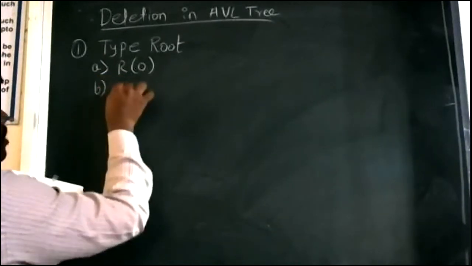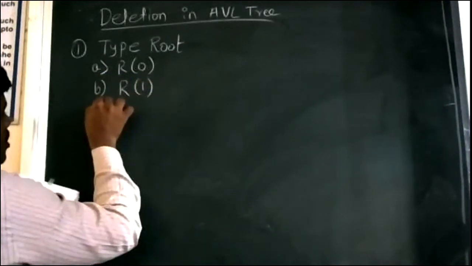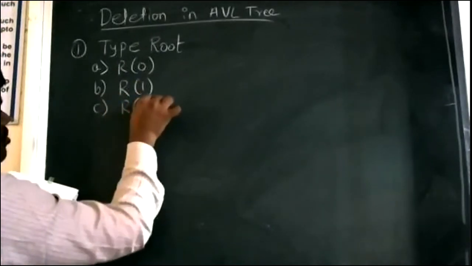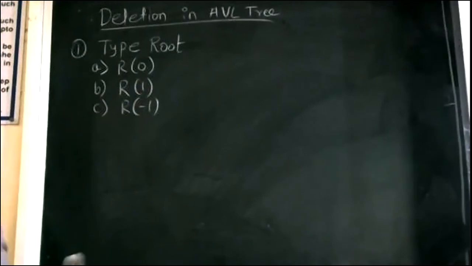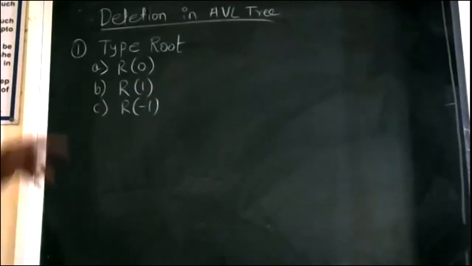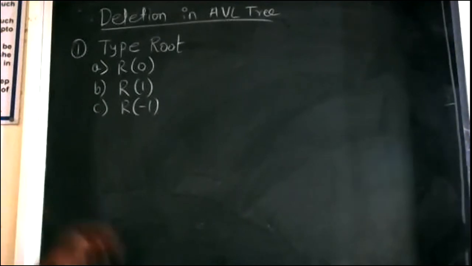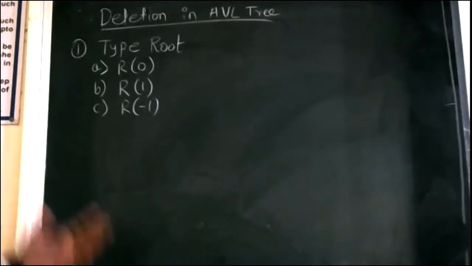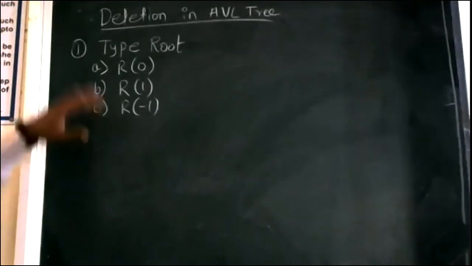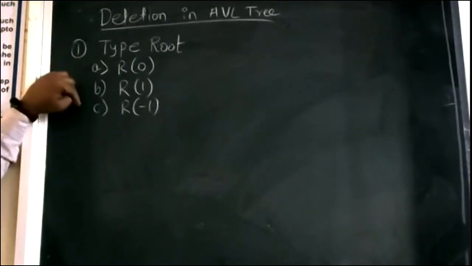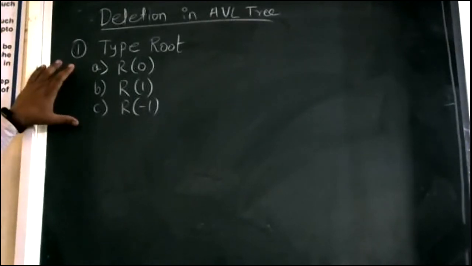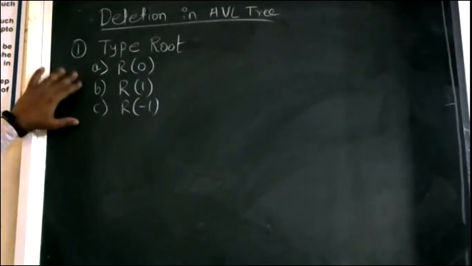In case of 0 balance factor, in case of 1 balance factor, how to delete the element, and in case of -1, right? Except all these, 0, 1, -1, is there any other balance factor available? No, because if another balance factor is available, immediately we need to apply the rotation to convert the unbalanced tree into the balanced tree, right? So these are the three types. We will see how to delete the element by considering these three types.